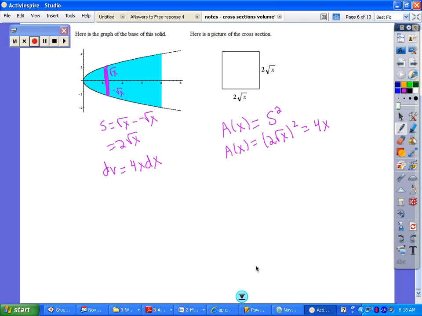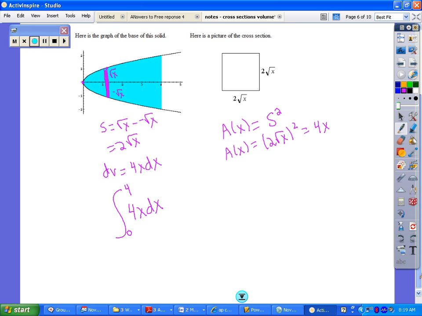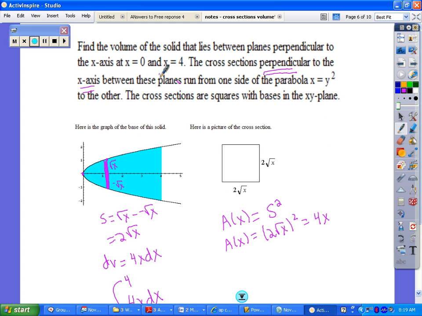So we're going to add all the squares by taking the integral of 4x dx, and then again we're in terms of x, so we need to do our x bounds. So if I look on my x-axis, I'm starting at 0 and I'm ending at 4, because they told me in the directions it's bounded by x equals 0 and x equals 4. So that's my starting and ending point.